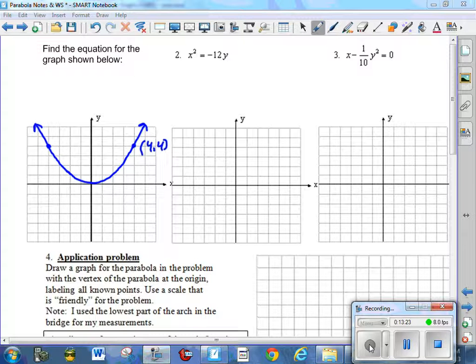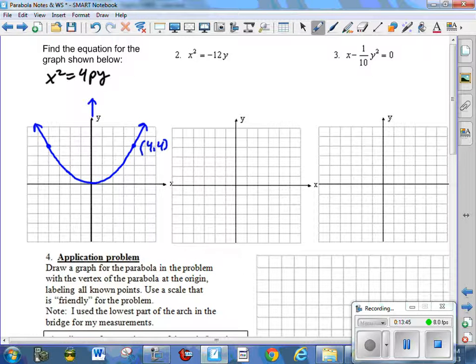Find the equation for the graph below. So the first thing you do is think, is this an x squared equals 4py or a y squared equals 4px? Well, it opens in the y direction, so I must be looking for my missing y in this direction, looking for the missing y, so it has to be x squared equals 4py.